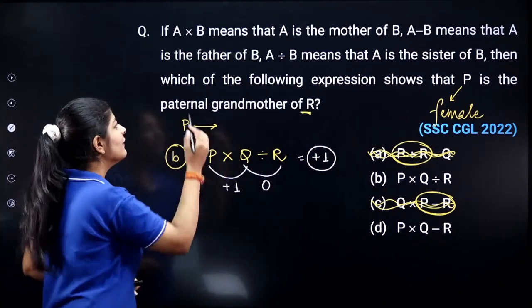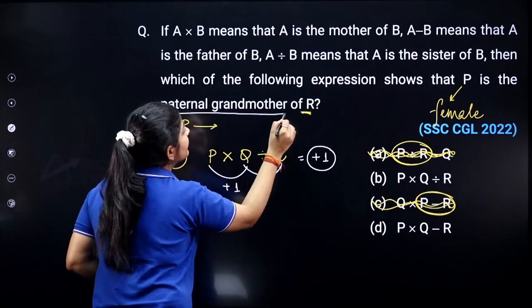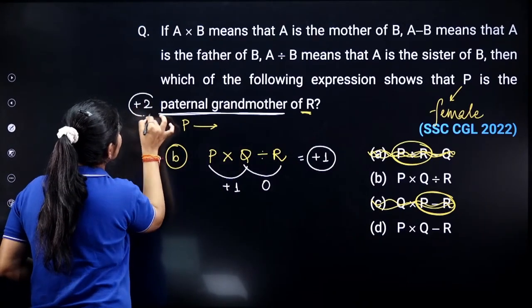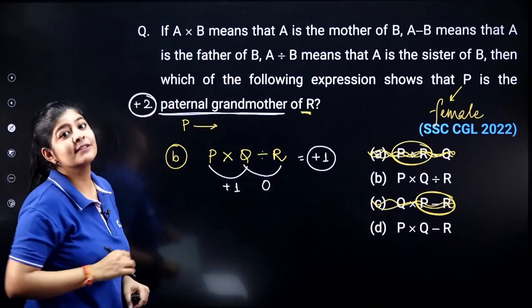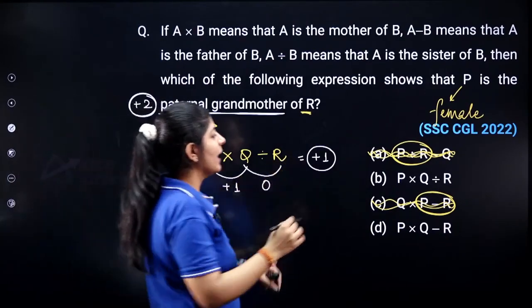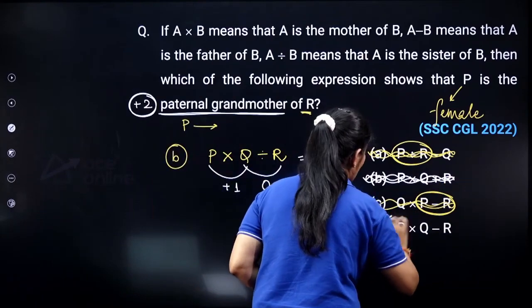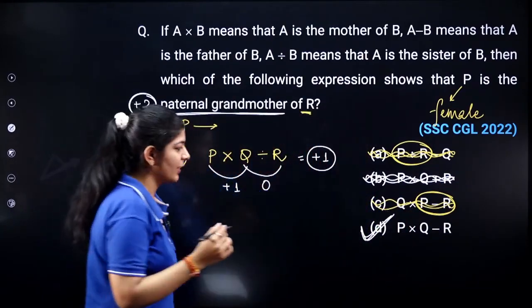And we know that if we want the relation of paternal grandmother, we need at least +2. We need +2 over here, not +1. So this option is also eliminated and the correct answer over here is option number D. But we will check this one as well.